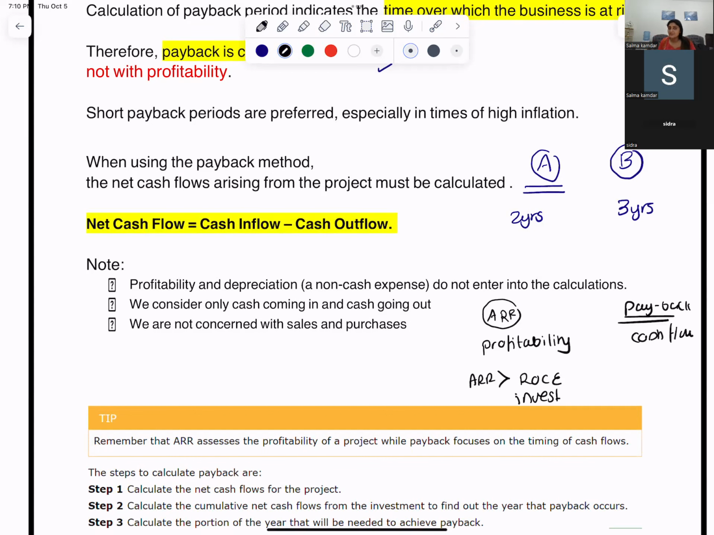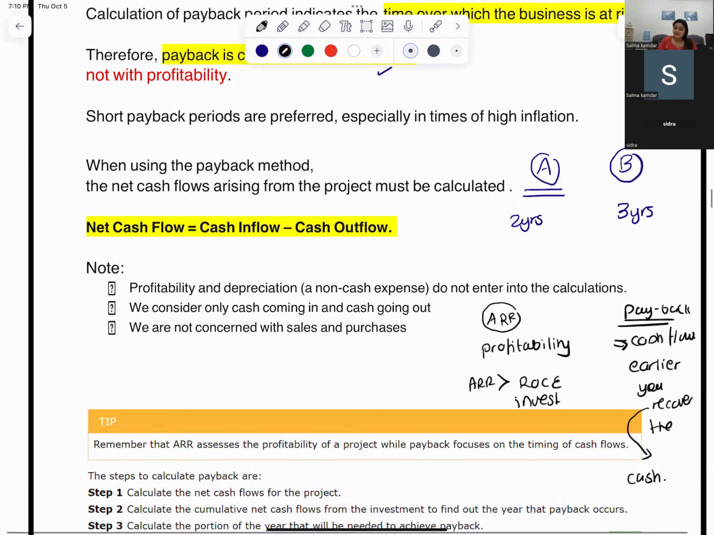What does this method tell you? It tells you the earlier you recover, the better. The earlier you recover what? Cash. Return on the investment. The earlier you recover your cash, the better.